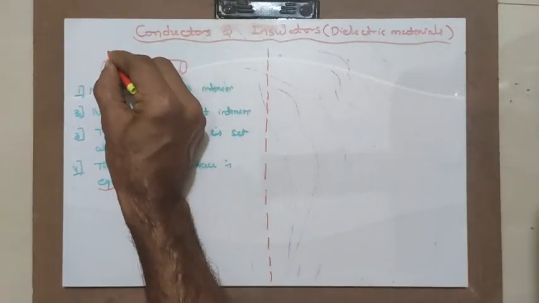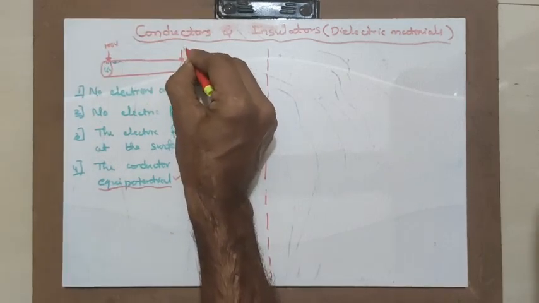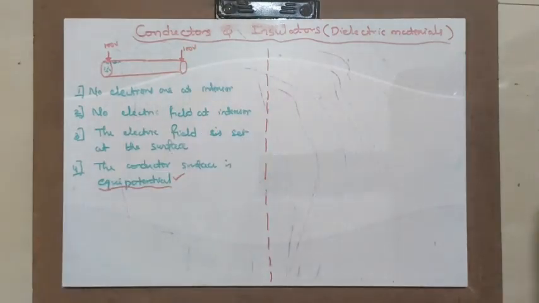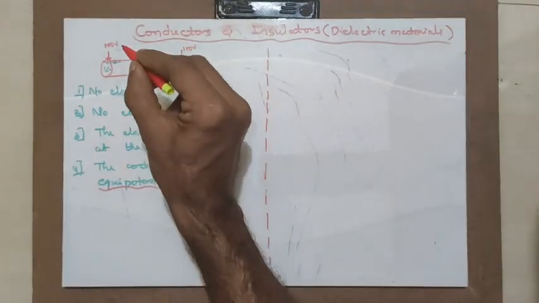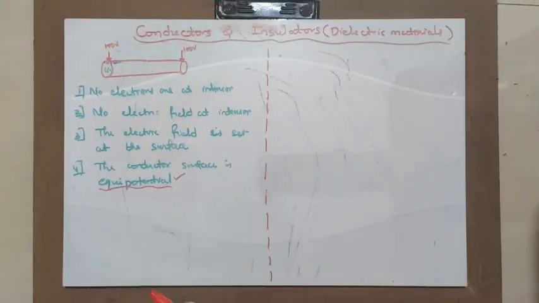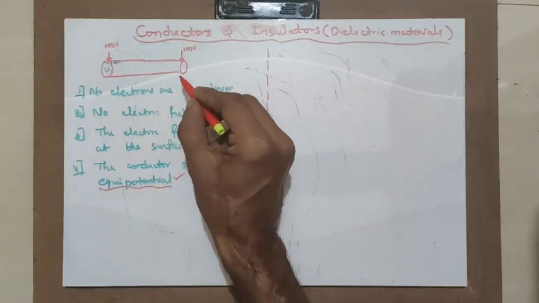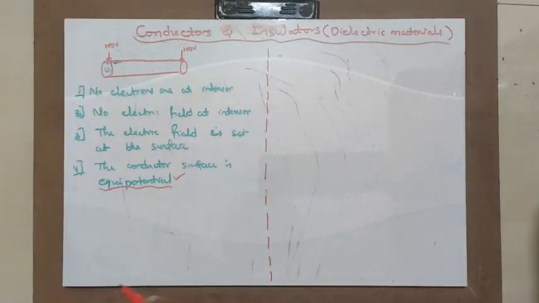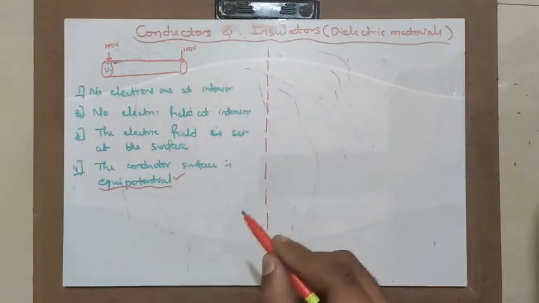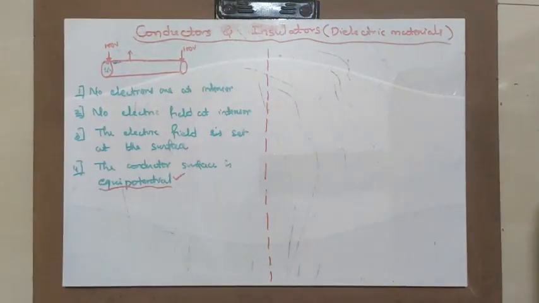Suppose this point is at 100 volt, the other end also will be at 100 volt. This is the meaning of equipotential. The potential from one end to the other end will be the same for conductors. Please note that. Conductors are equipotential surfaces. A very important takeaway in this explanation is, no electrons are at the center of the conductor. They move towards the surface. The electric field is set at the surface, and it will be generally normal to the surface. And the conductor surface is equipotential. Okay.